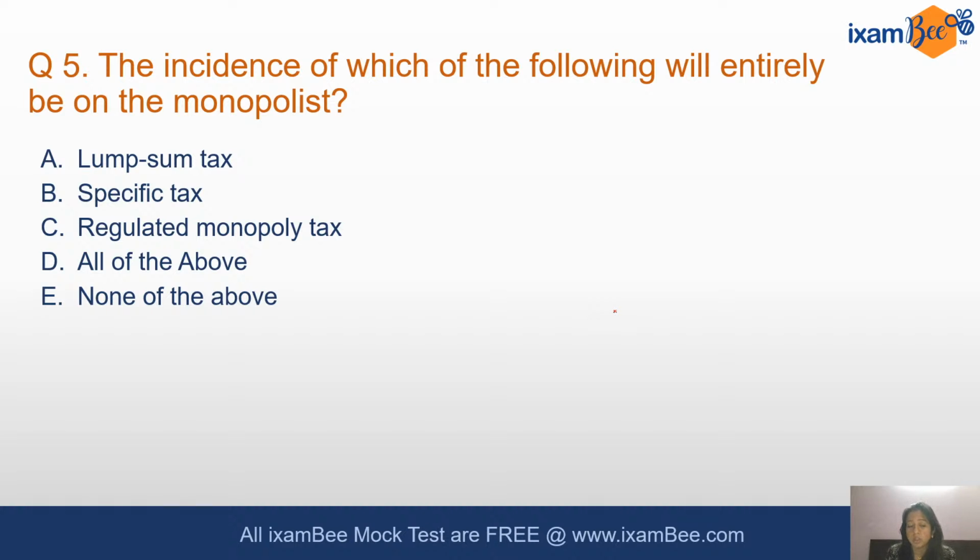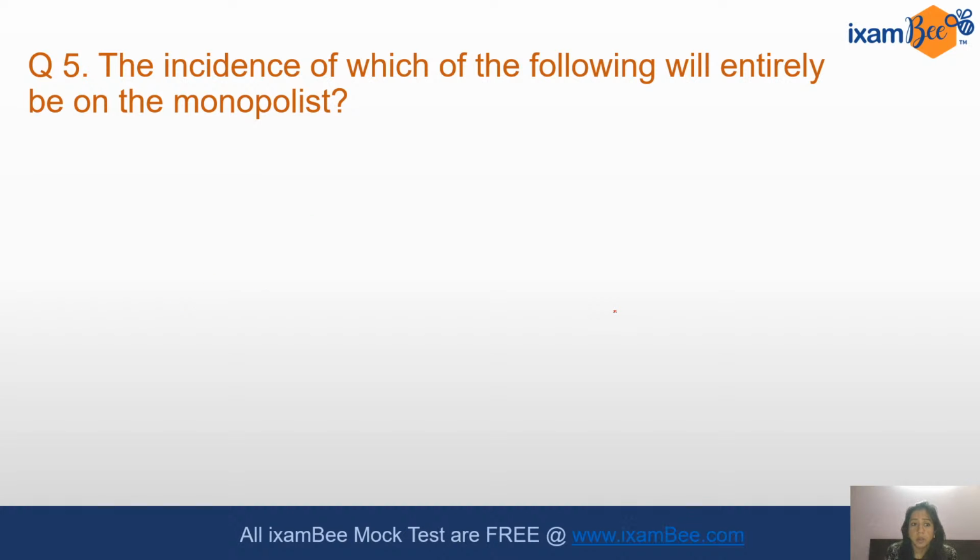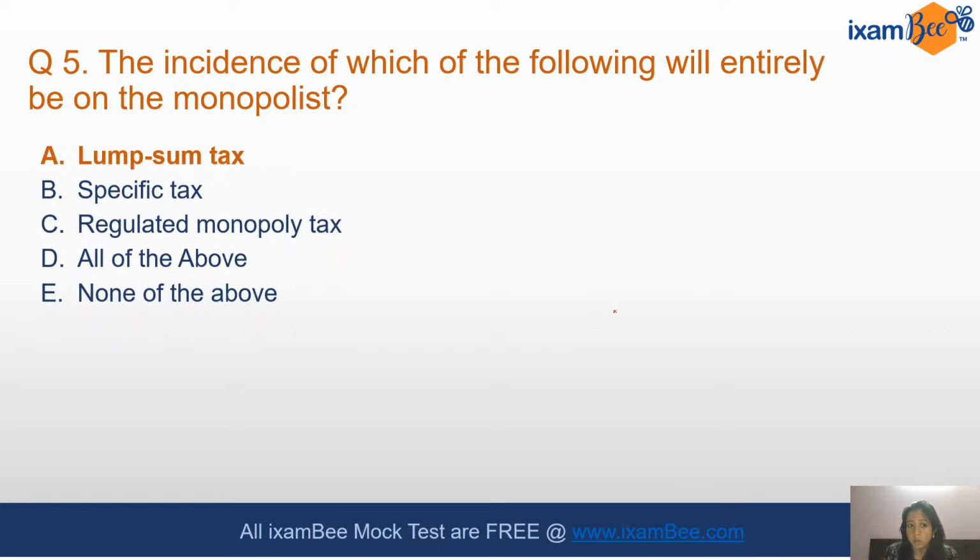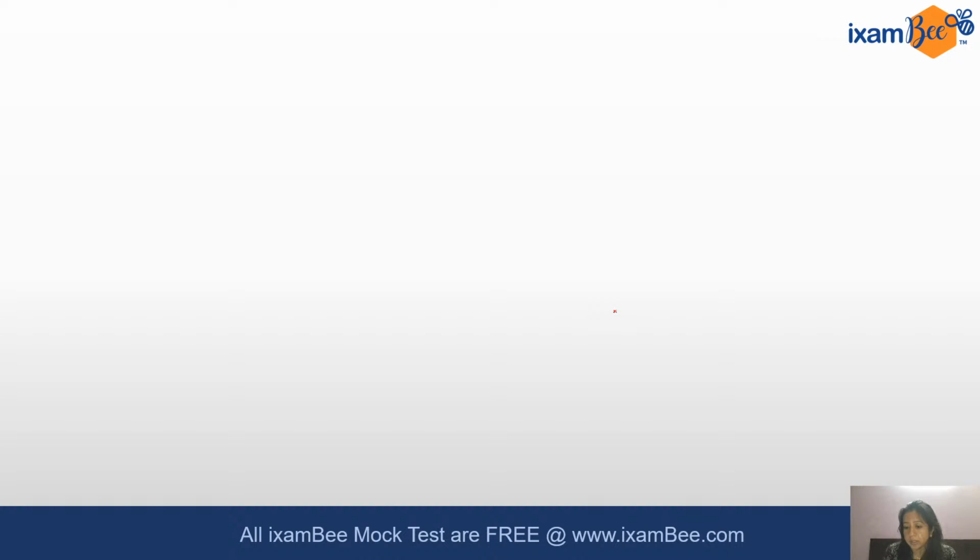And when there is a change in the fixed cost, and it is not reflected in the prices, then obviously it is going to be borne by the producer. Here we are talking of a monopolist, so he is the one who is going to bear the burden of the tax. So incidence of tax means who is going to bear the burden of the tax, right? In case of a lump sum tax, this is the situation.